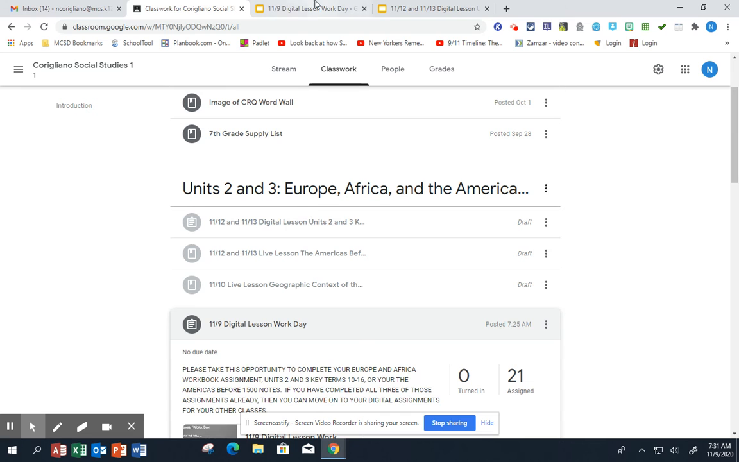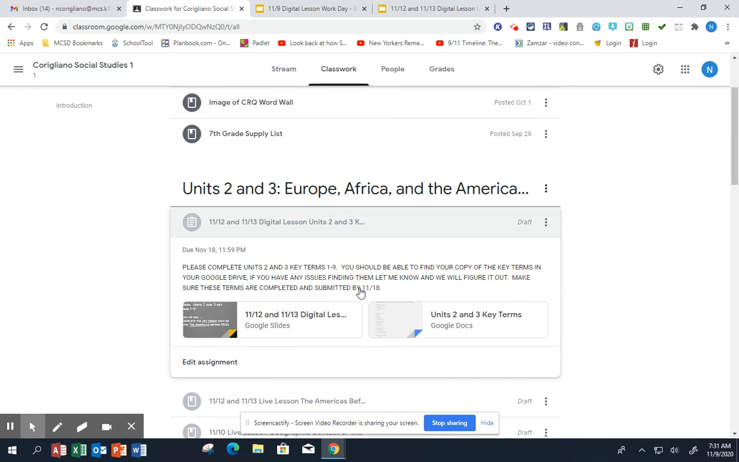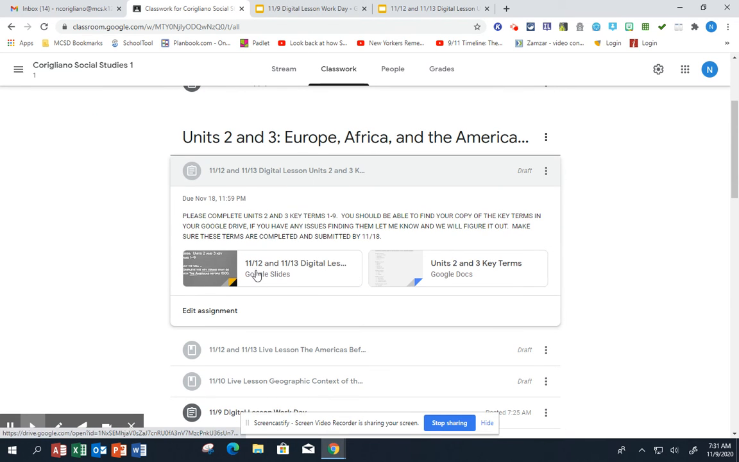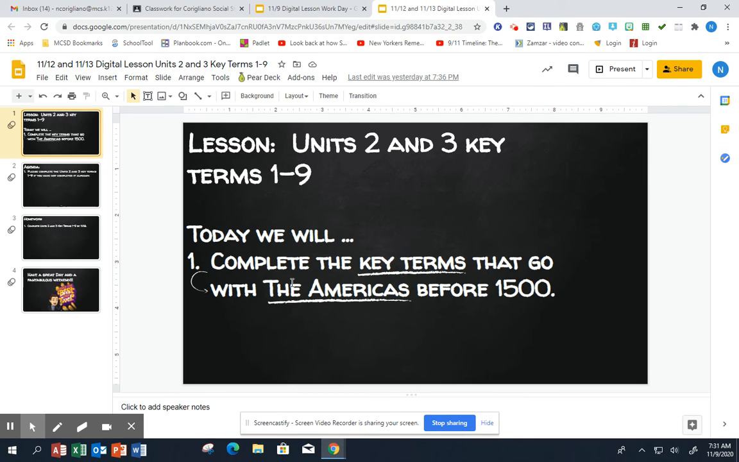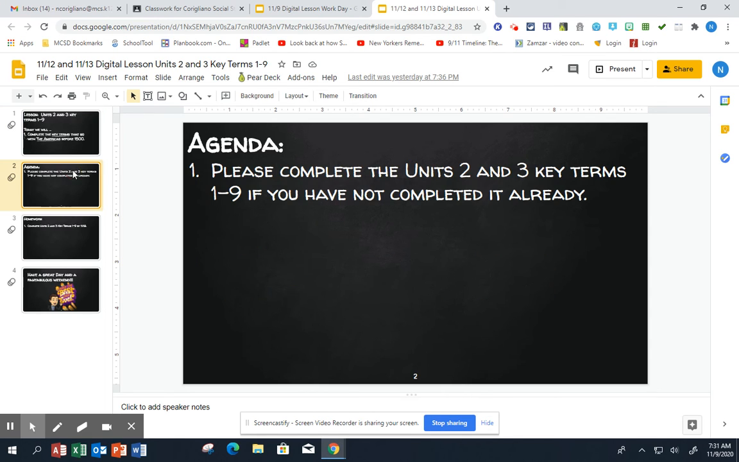For your digital lesson, I would like you to go ahead and do key terms 1 through 9. We're going to complete the key terms and go with the Americas Before 1500. That is key terms 1 through 9. You should already have 10 through 16 completed.